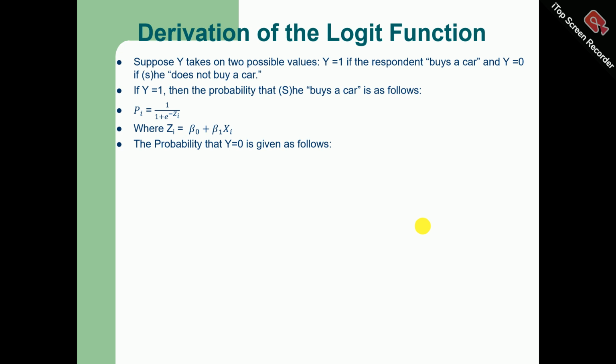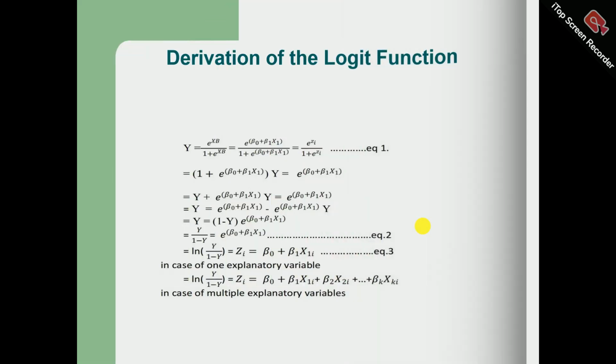Similarly, the probability of an event that the subject doesn't decide to buy a car is given by 1 minus pi, and that is equal to 1 divided by 1 plus e raised to the power zi. So, we must keep this in mind that the probability of the event occurring is given by 1 divided by 1 plus e raised to the power minus zi, and the probability of the event not occurring, that is 1 minus p, is given by 1 divided by 1 plus e raised to the power zi, and in both cases zi is equal to beta naught plus beta 1 xi, and so on.